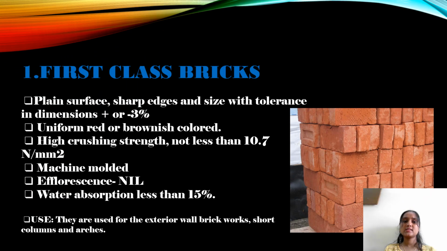First class bricks. These bricks are plain surface, sharp edges and size with tolerance in dimension plus or minus 3%. These bricks are uniform red or brownish colored. They have high crushing strength not less than 10.7 Newton per millimeter square. These bricks are machine molded, efflorescence is zero, water absorption is less than 15%. These bricks are mainly used for the exterior wall brick work, short columns and arches.